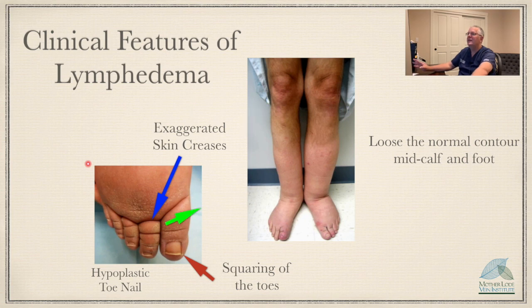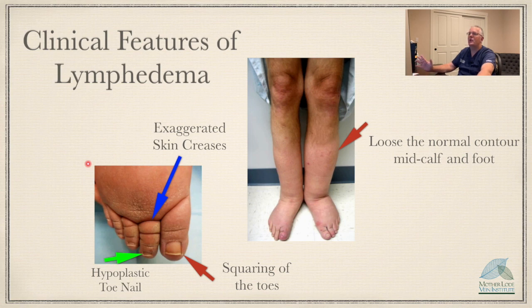These are other clinical features of lymphedema. Let's go through each one of these. You see exaggerated skin creases in the toes, which is characteristic of lymphedema. We see squaring of the toes, which looks a little square, more so than usual. And then there's a hypoplastic toenail that occurs as a result of lymphedema. We don't know exactly why all these occur.